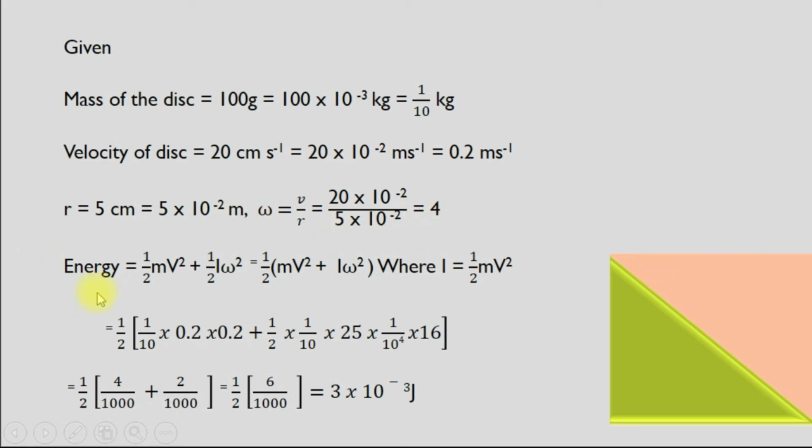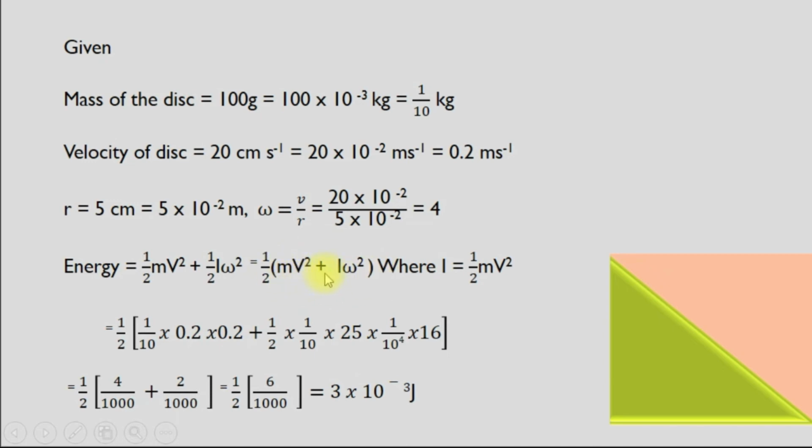So the energy is a sum of translational energy and rotational energy, which is half m v square plus half I omega square. So you can take half as common. So you have half into m v square plus I omega square.